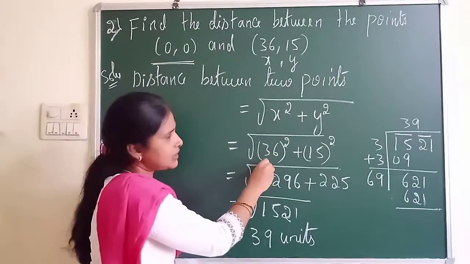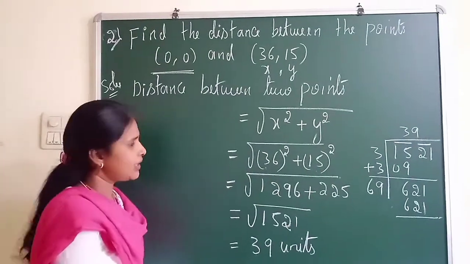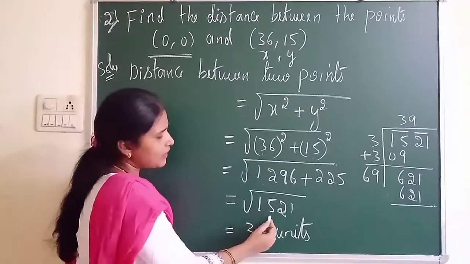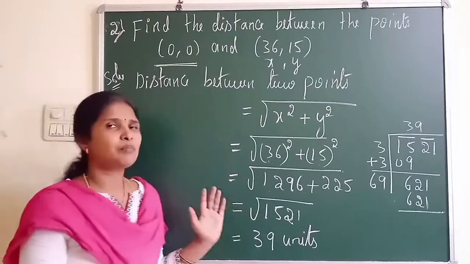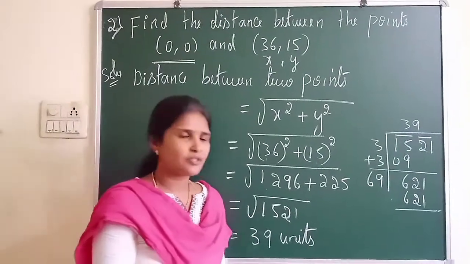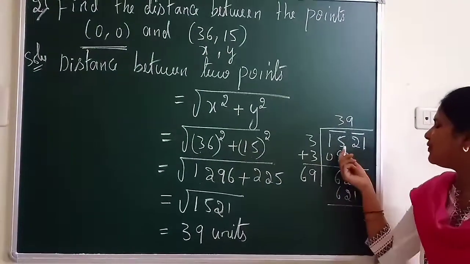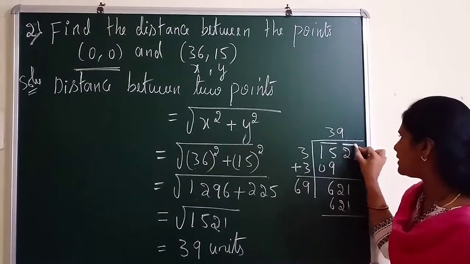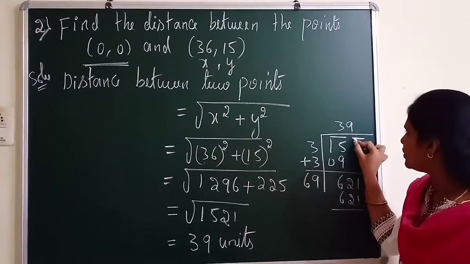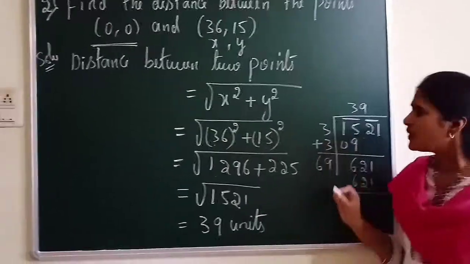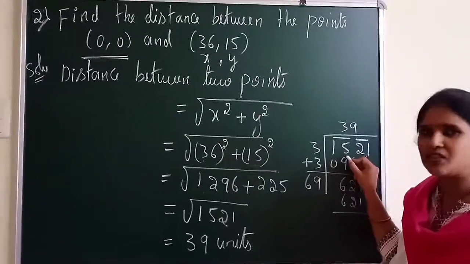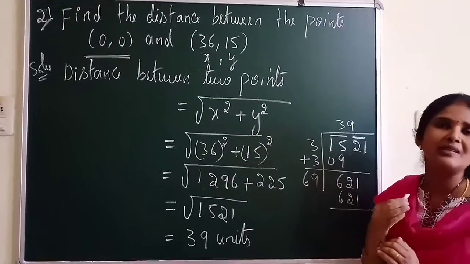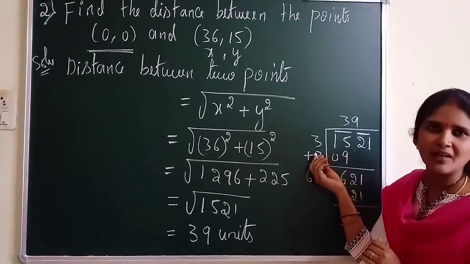What is x here? 36 square plus y is 15 square. 36 square is 1296. 15 square is 225. Add, you will get 1521. So I have to take the square root, whether it is a perfect square or not. Let us check with the long division method. So when I take long division of 1521, from the right-hand side you have to arrange the periods, that is 2 digits is equal to 1 period. The first period is 15. So take a number whose square is nearest to 15: 2 2s are 4, 3 3s are 9, 4 4s are 16. 4 4s would give 16, which is more.